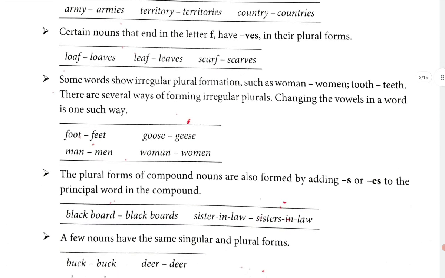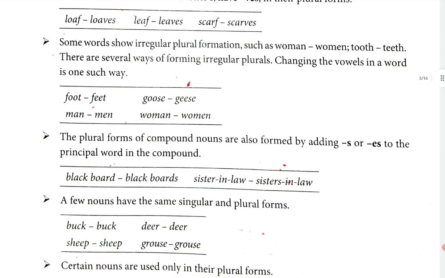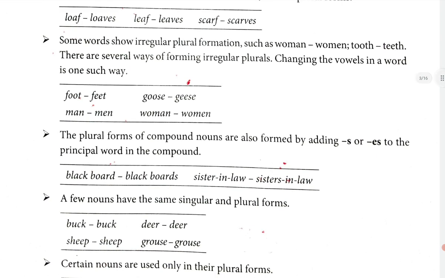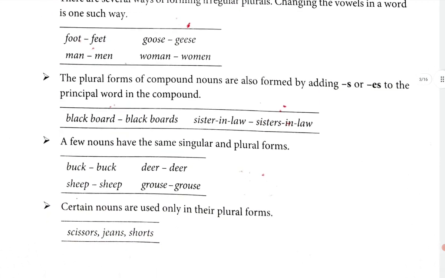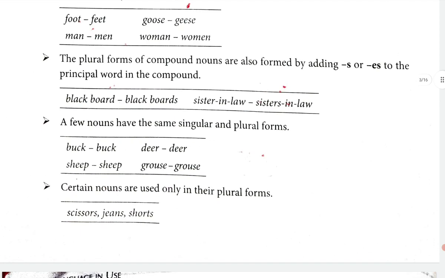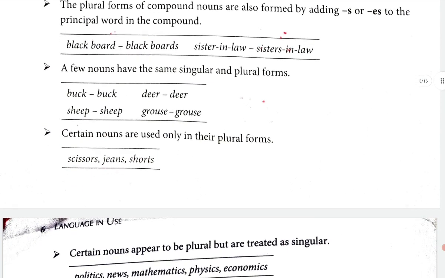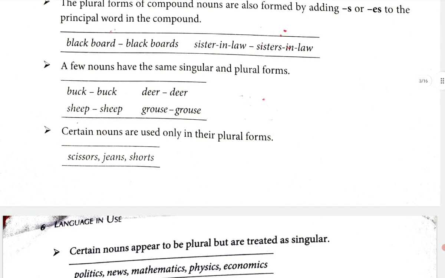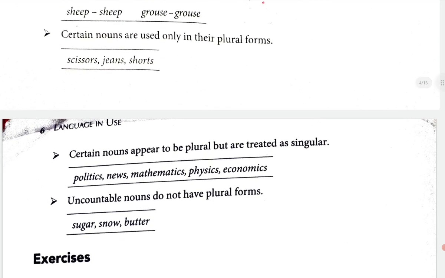Also, words like loaf, loaves, and woman, women, irregular plural formation, goose, geese, etc. Then compound nouns, like blackboard, blackboards. Then same forms like deer, deer, sheep, sheep, etc. Some nouns are used only in their plural forms, like scissors, jeans, shorts, etc.